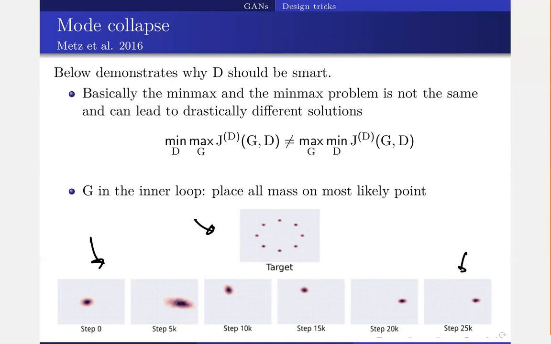So the generator will be generating something from this mode, but you won't get results from all the rest here. This phenomenon is known as mode collapsing, and this is not something we like.